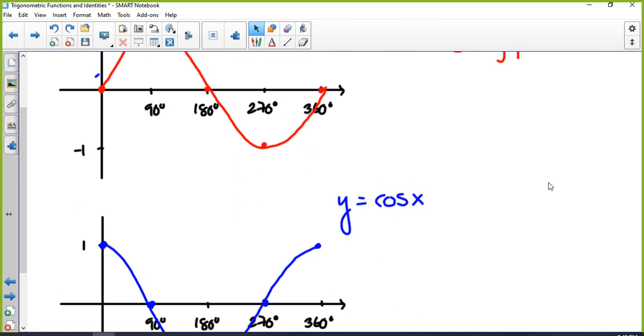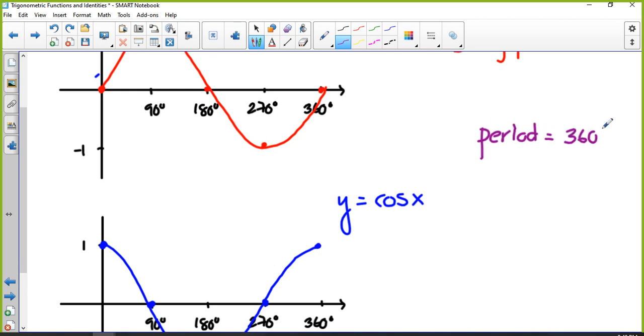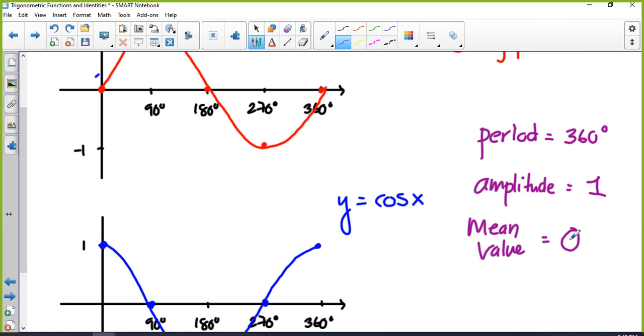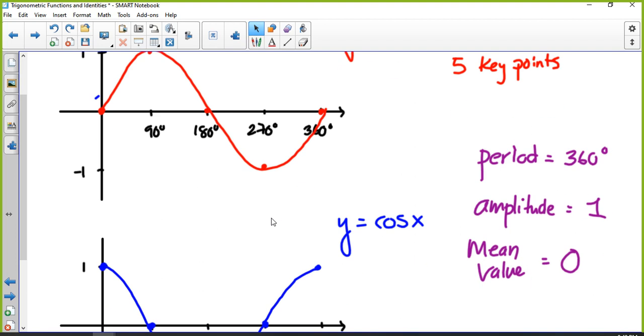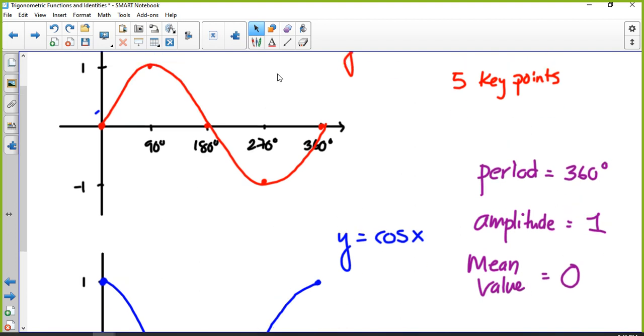In either instance, this is for both of them, we know that the period for both of these graphs is 360 degrees. That's how long it takes for one complete cycle to happen. And the amplitude for both of these is equal to 1. The mean value, or the equation of the axis, in this case, is 0. And that's the halfway point between the maximum and the minimum. All right, so as a jumping off point, we have to know what both of these graphs look like. Y equals sin x and y equals cos x.